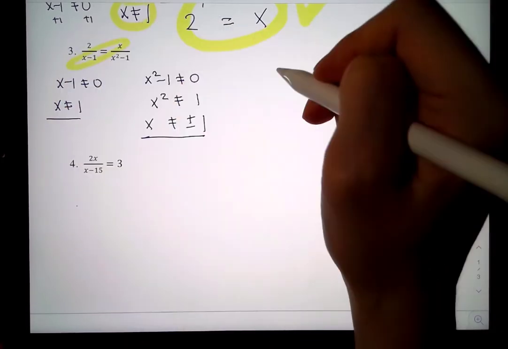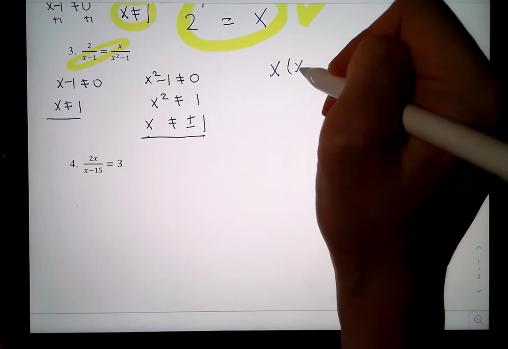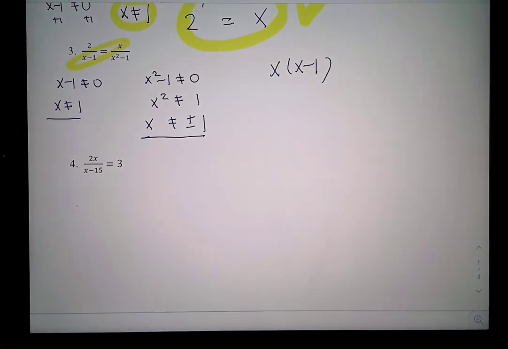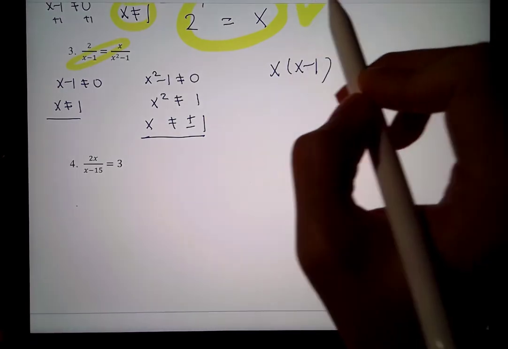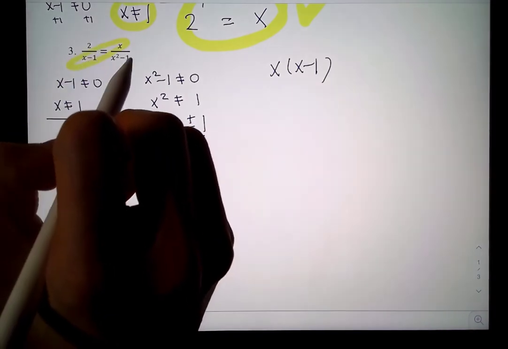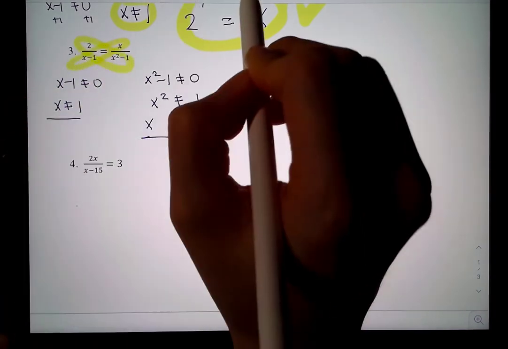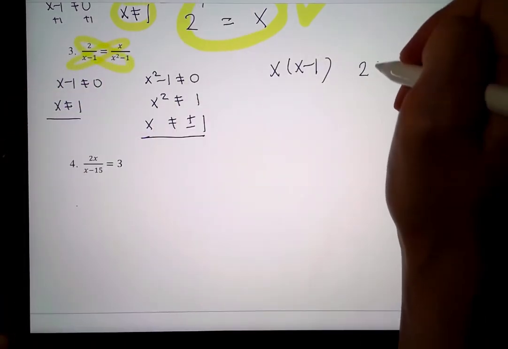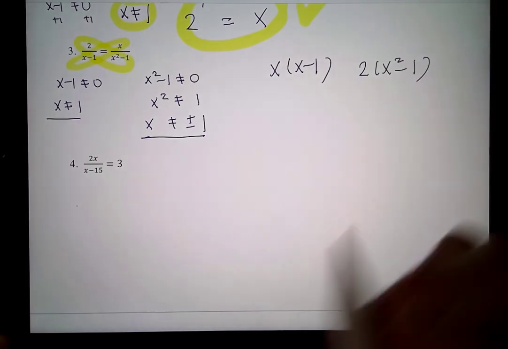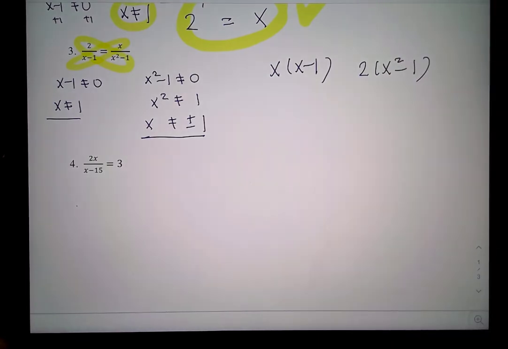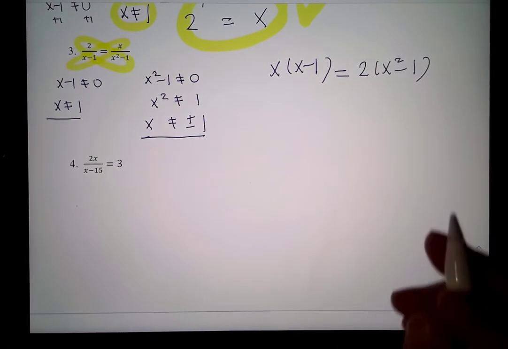So when I do this, you get x minus 1, because you're multiplying it, right? And then the other side, you do this, 2 and x minus 1. I mean x squared minus 1, like that, right? And then you make it equal like that. So I'm gonna solve this equation.